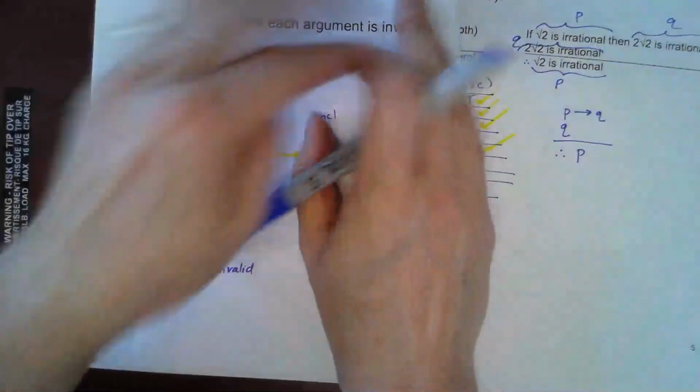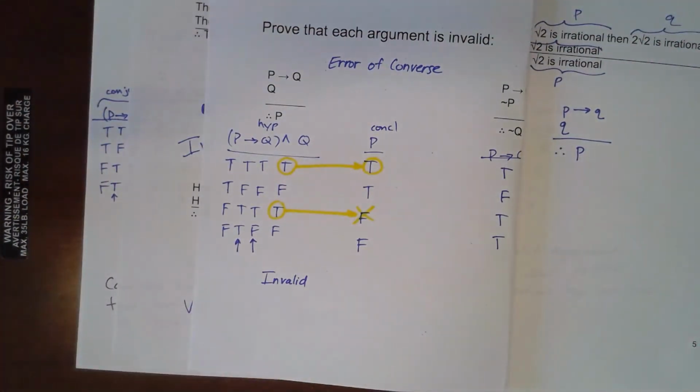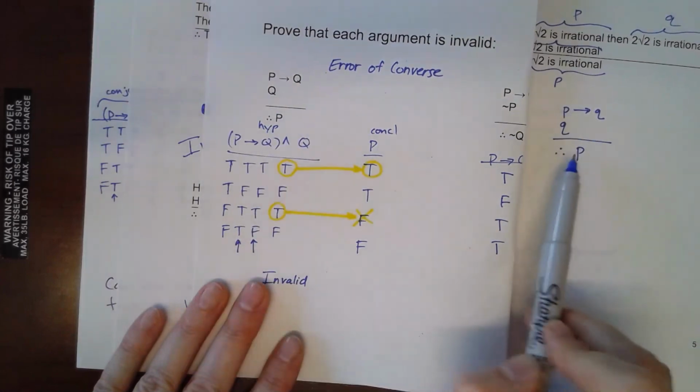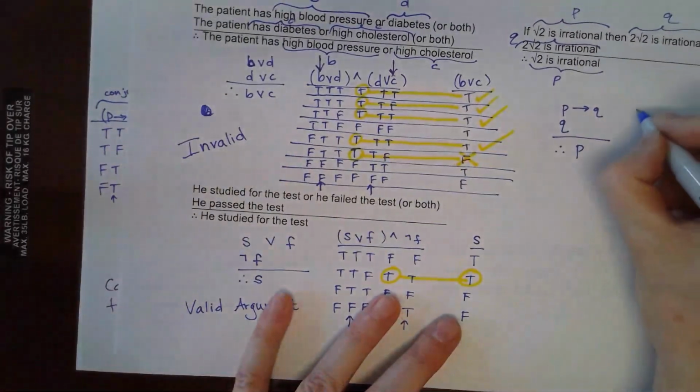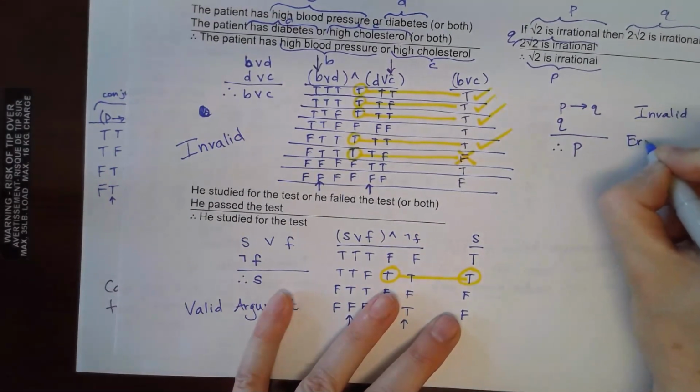Like for instance, have we seen it today? Yes. So I don't need to go through all of this again, right? I can recognize, wait a minute, I know this is a well-known error. This is the error of the converse, right? There it is. P implies Q, Q, therefore P. Okay. So this is not a valid argument. This is invalid. This is an example of the error of the converse.